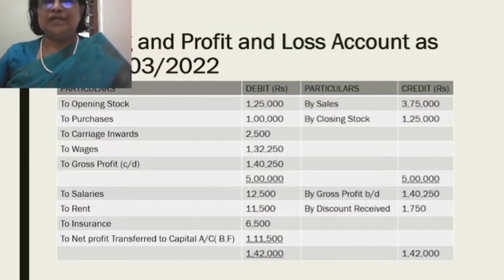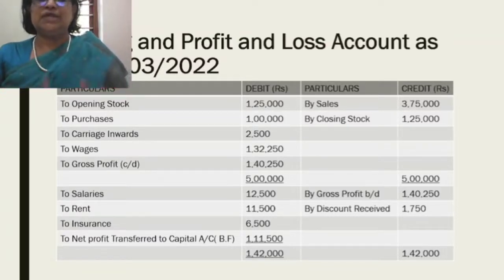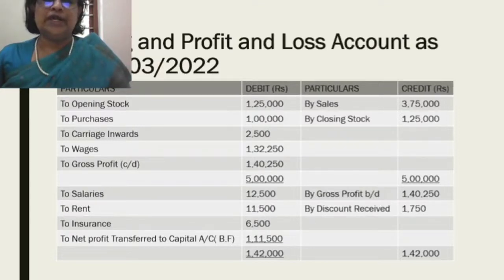So how will you prepare this? Trading and profit and loss account. You can give any name, Mr. A, B, C, as on 31/3/2022, because we are preparing the financial accounts for one financial year. So this March 31st, 2022 is the closing date. Debit side: to opening stock 1,25,000, to purchases 1 lakh, to carriage inwards 2,500, to wages 1,32,250. Now credit side: by sales 3,75,000 and by closing stock 1,25,000.